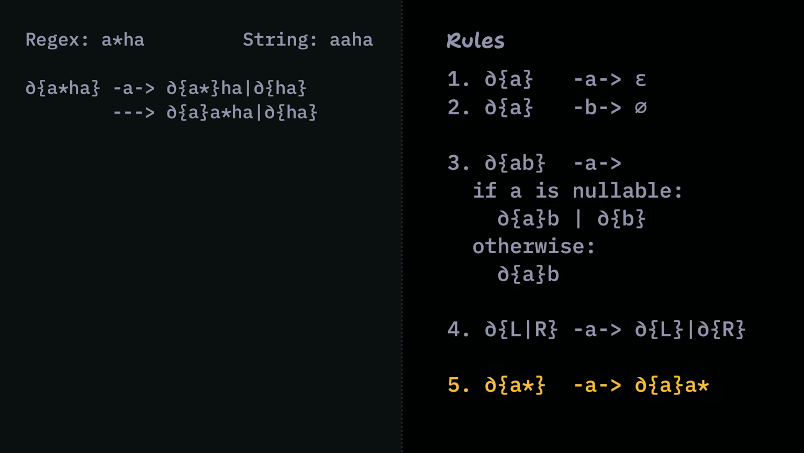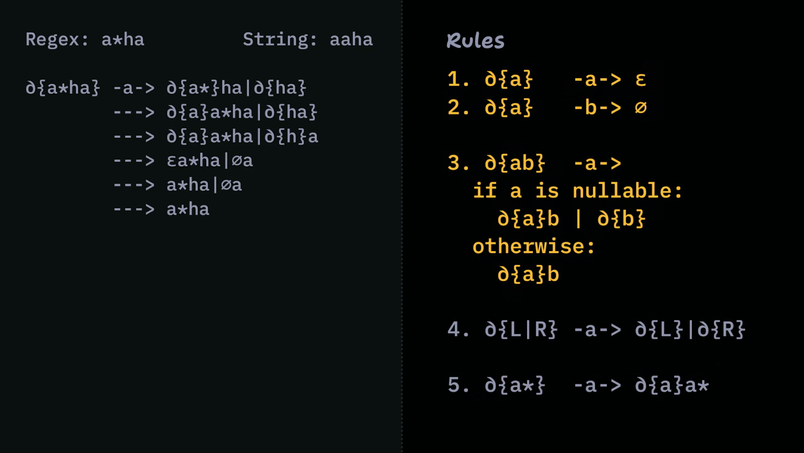Having done that, we now need to apply rule 5 to get the derivative of A star. And this one I think is actually really neat. To get the derivative of the Kleene star, we take the derivative of its item and then leave the starred item on the end. And this is kind of equivalent to unrolling just one of the repetitions. Let's see how that plays out.